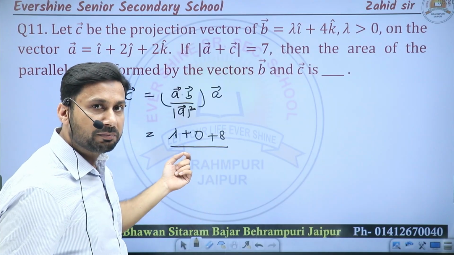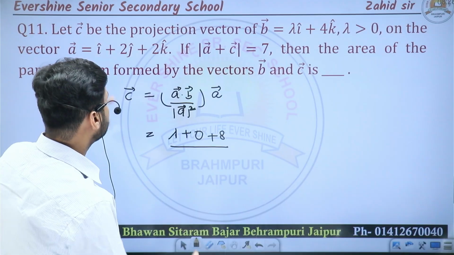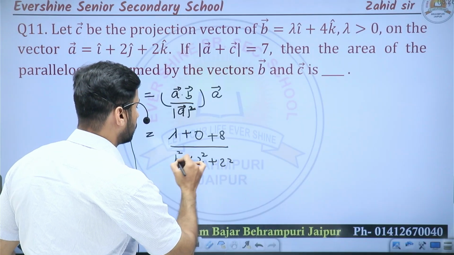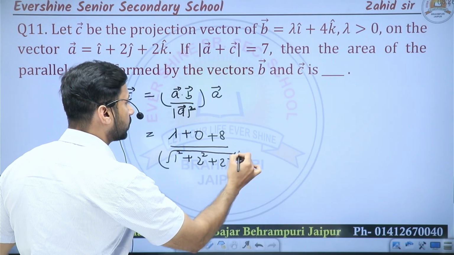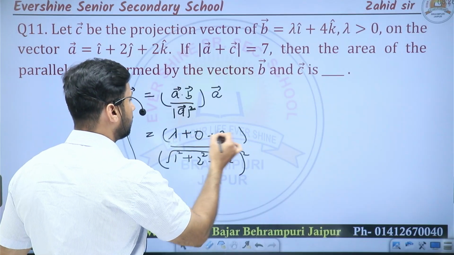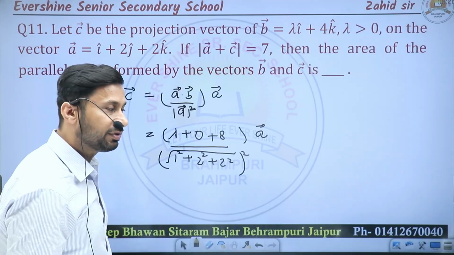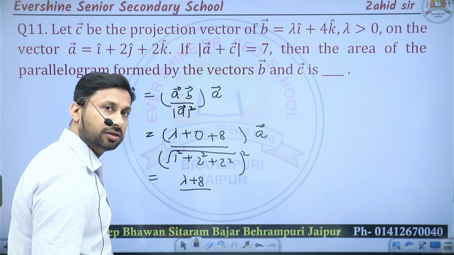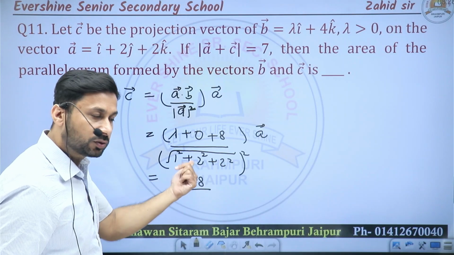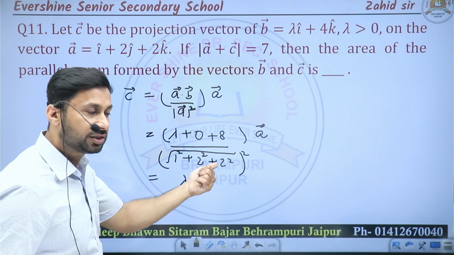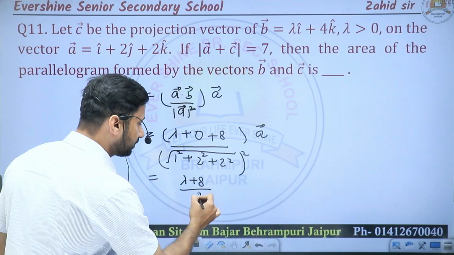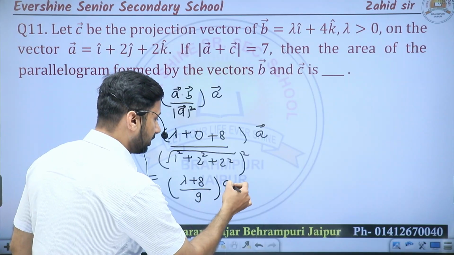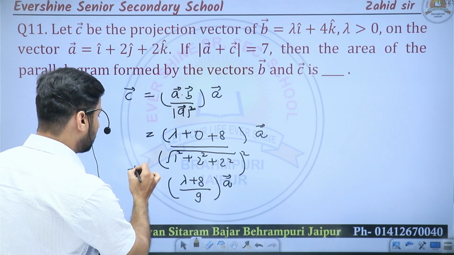Upon magnitude of A, that will be root of 1 square plus 2 square plus 2 square, and we need to find the square of it. Multiply with vector A. So finally it will be lambda plus 8 upon, 2 2s are 4, 2 2s are 4, plus 1 is 9. Root of 9 will be 3, so square of 3 will be 9. Multiply with vector A. So this is the value of vector C.